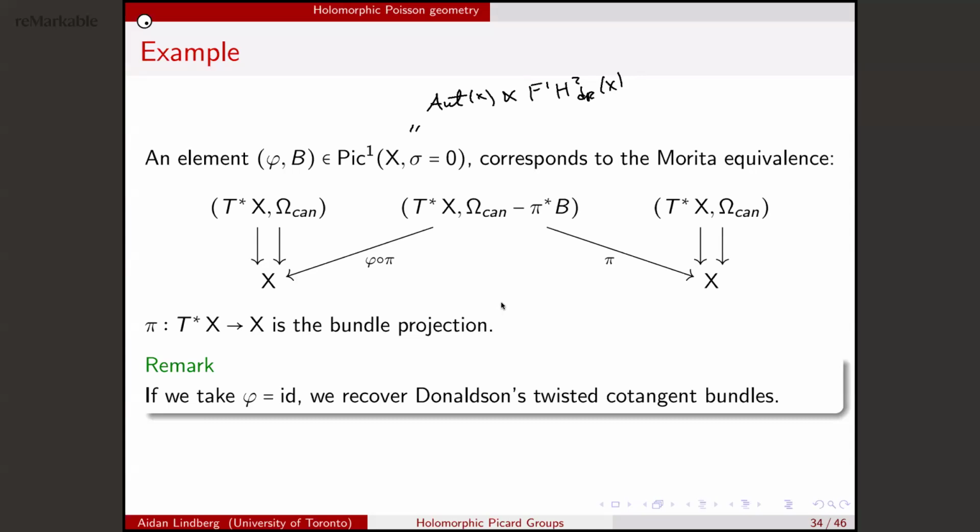Then you can check that this is going to be a holomorphic symplectic bi-principal bundle. Okay, and if you take phi to be the identity map here, this is something which was studied before. Donaldson studied these things. They're called twisted cotangent bundles.